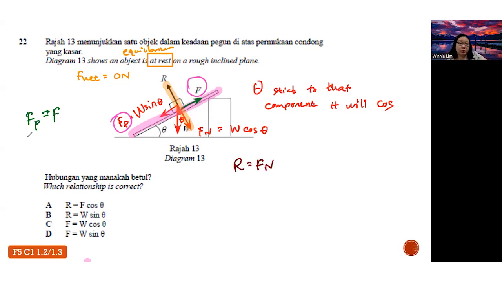Of course, teacher finds out what your FP is already. So for this one, F is actually equal to W sine theta. Then for this case, R equals Fn, R equals W cos theta. So you see which one is in the option. R equals W cos theta, no. R equals W sine theta, also no. F equals W sine theta, right? Okay, so the answer is D.